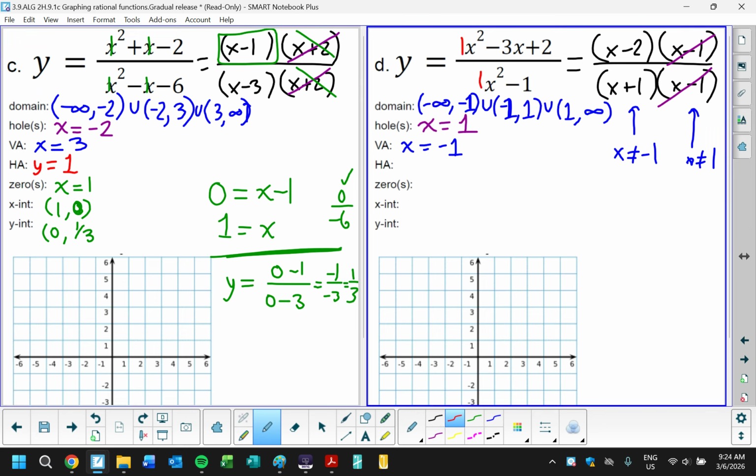Horizontal asymptote, same degree. Both the numerator and denominator have a degree of 2, so 1 to 1 reduces to 1. We have a horizontal asymptote at 1.